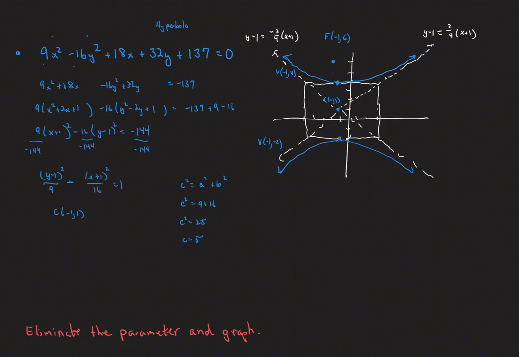And then we'll go from the center 1, 2, 3, 4, 5. So that's going to make that focus be at -1, -4. And there we have our hyperbola.